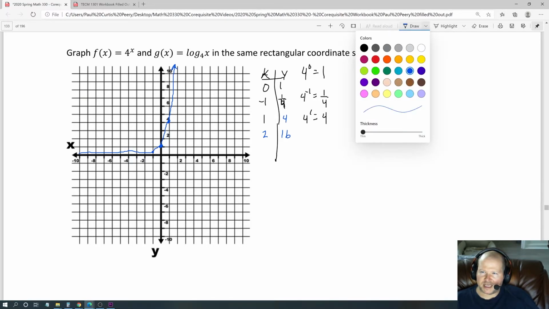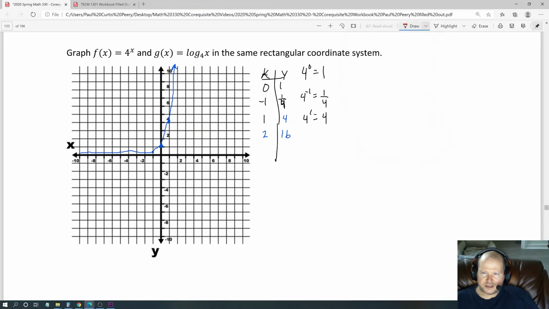So let's look at a logarithm, do a dark red. So we do another xy coordinate table, and we'll plug in the same numbers. So we plug a 0 in. So now we have log base 4 of 0. So 4 to what power is 0?